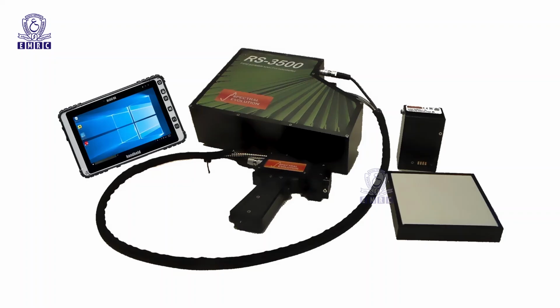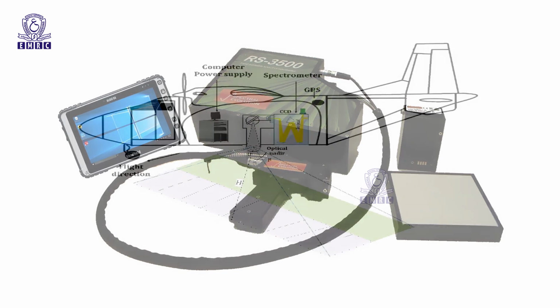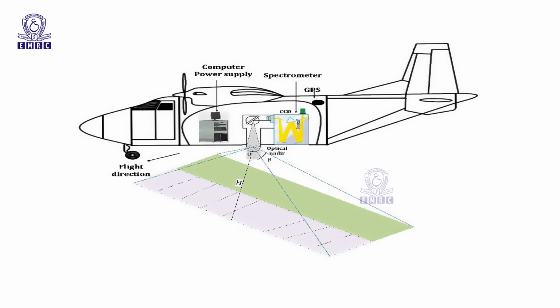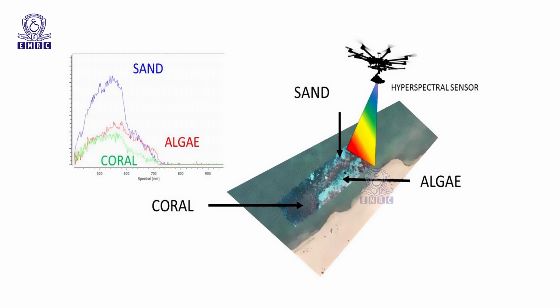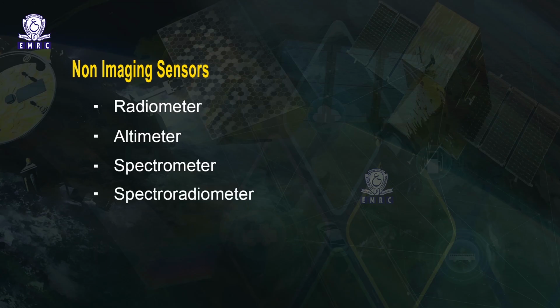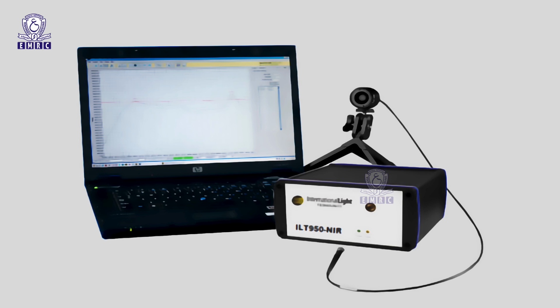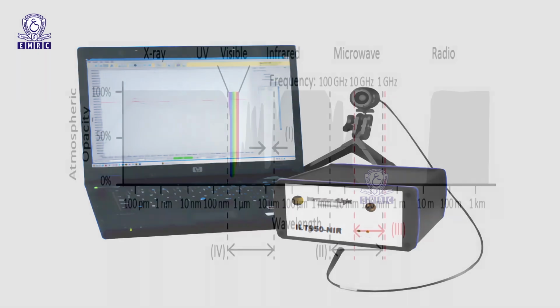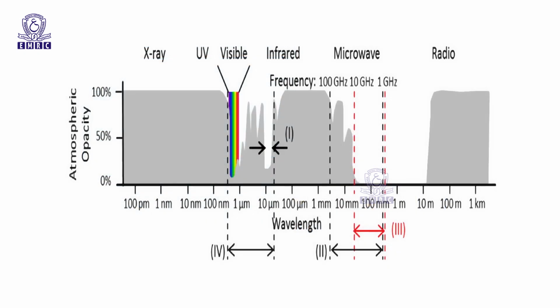Spectrometer. It is an instrument used to measure the spectral content of incident electromagnetic radiation. It is operational in bands of visible, infrared and microwaves. It is used in multispectral and hyperspectral imaging. Spectroradiometer. It is an instrument used to measure the intensity of the radiation in multiple spectrums. It functions in the bands of visible, infrared and microwave.